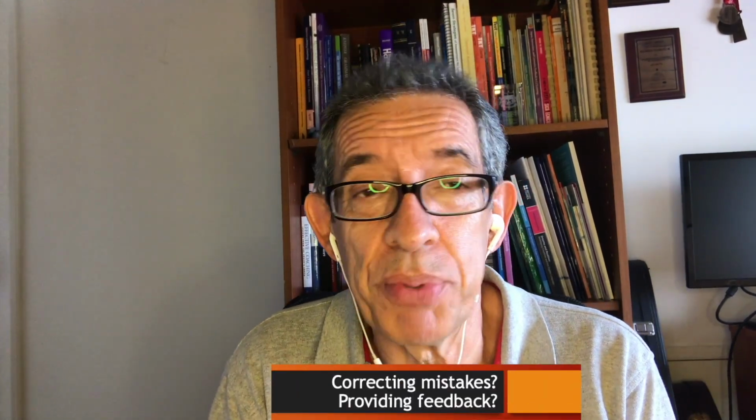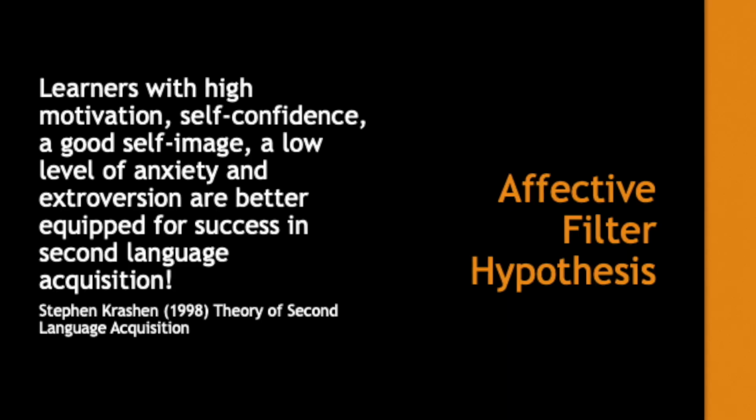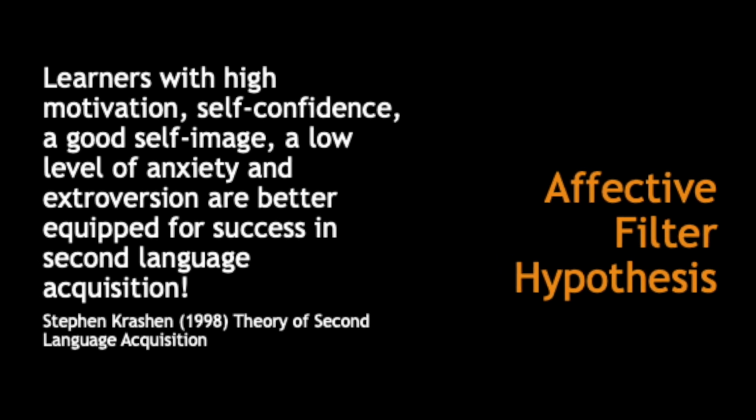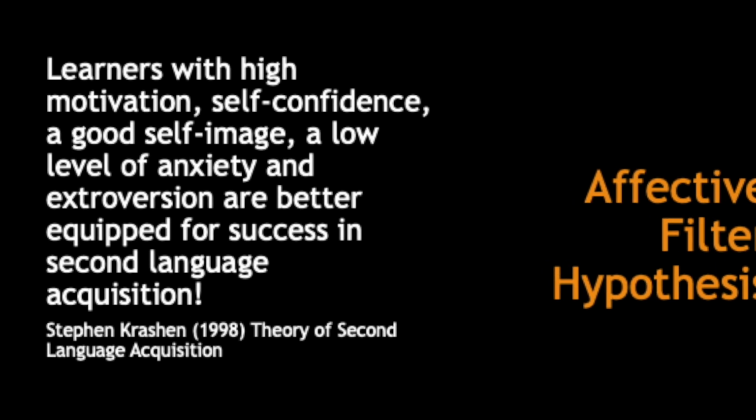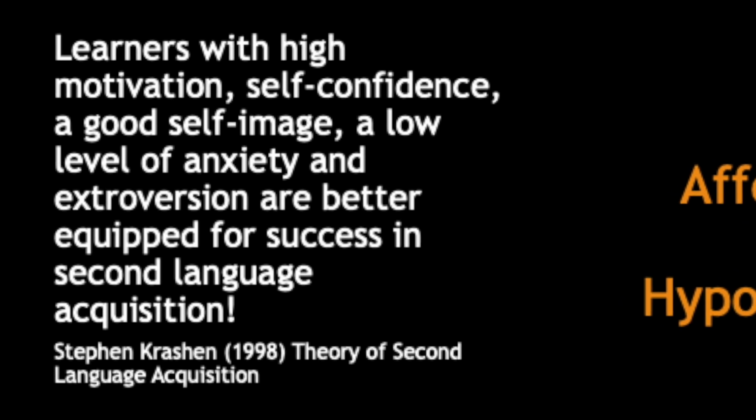Now that we know this, I think it's important to think about correcting mistakes and providing feedback. When I refer to this, I don't think that the job of the teacher is so much correcting, but providing enough feedback so that students can produce the sentences that you want them to produce. In order to do that, Stephen Krashen presented 2 hypotheses that are applicable to this case. The first one is the affective filter hypothesis. The affective filter hypothesis states that learners with high motivation, self-confidence, a good self-image, a low level of anxiety and extroversion are better equipped for success in second language acquisition.